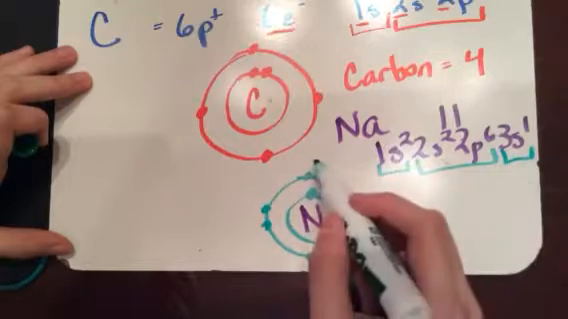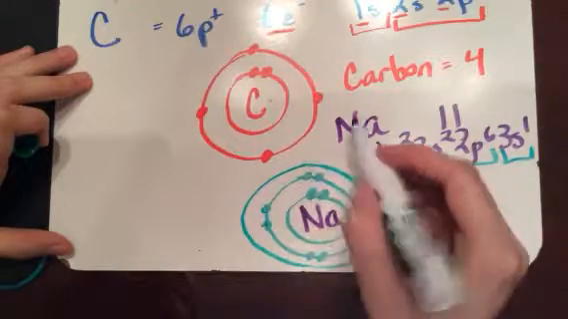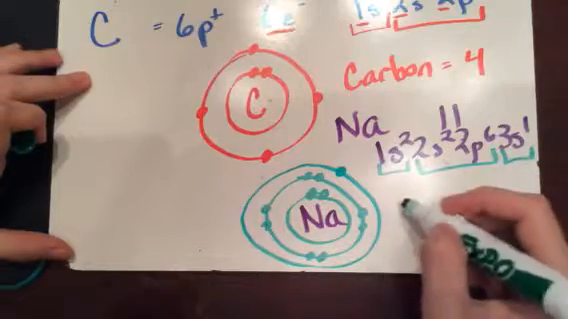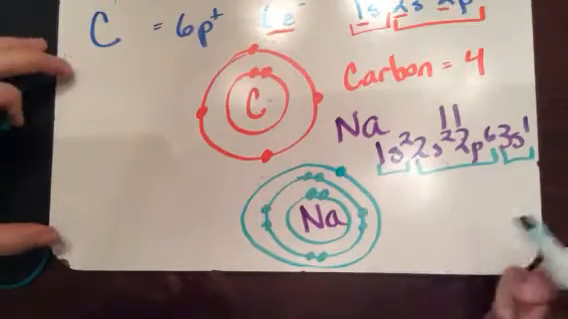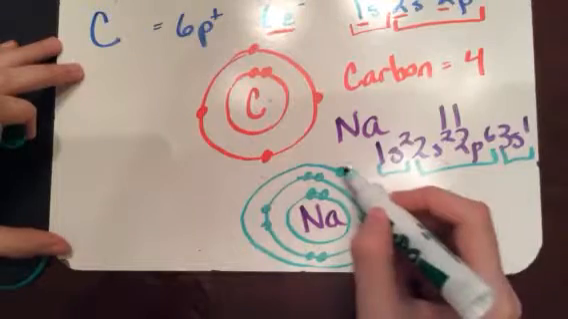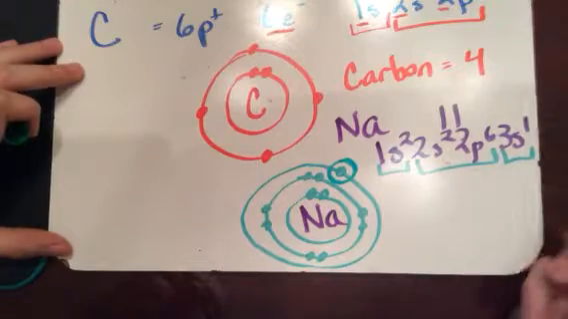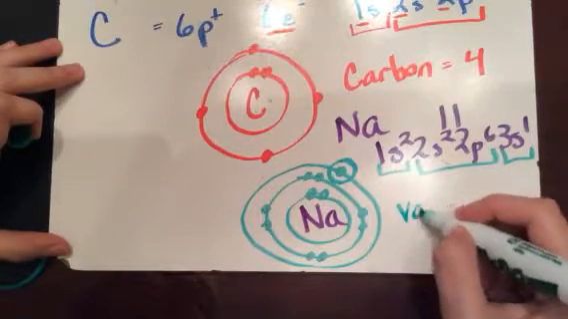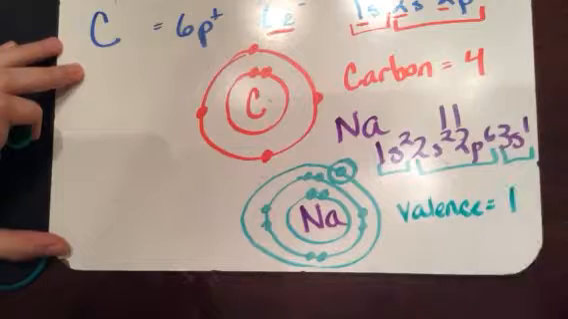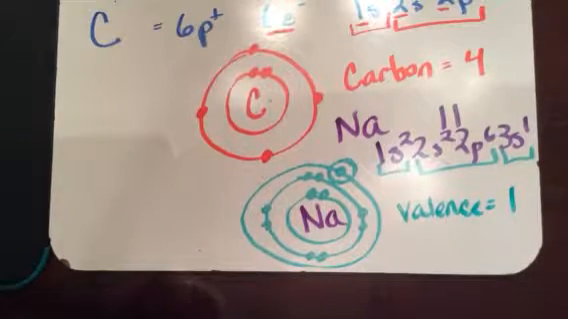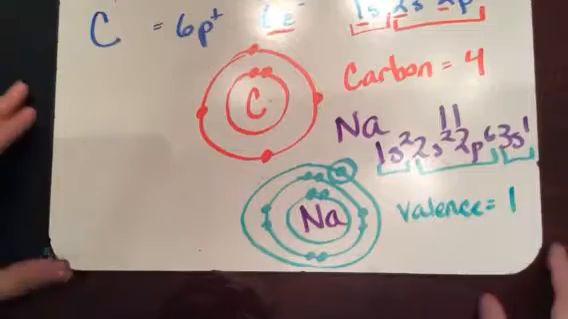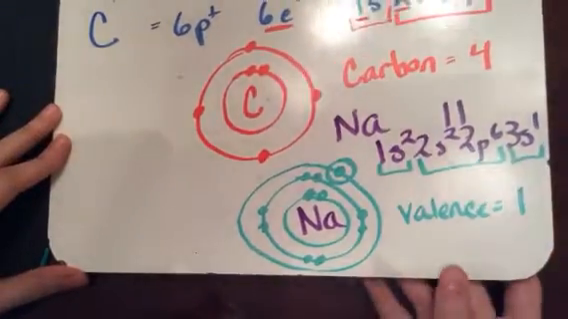And then we have 1 more electron that's in the third energy level. So if I was to ask you how many valence electrons does sodium have, you should only be looking at that one last electron that is in the third energy level. So its valence number is 1. Now, I'm going to show you how you can determine the valence electrons from electron configuration, and then I'm going to show you how to do it from the periodic table.